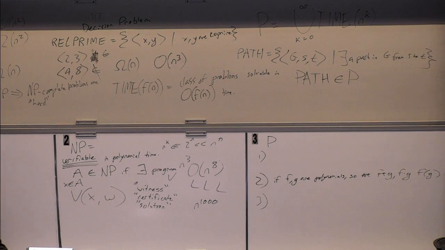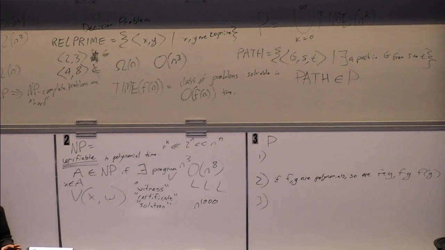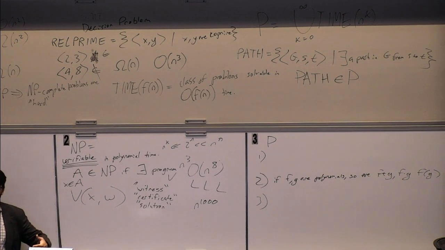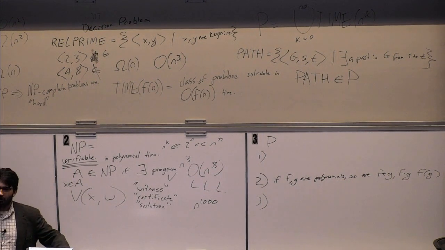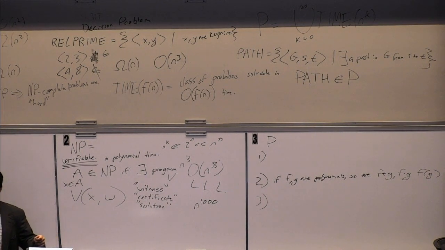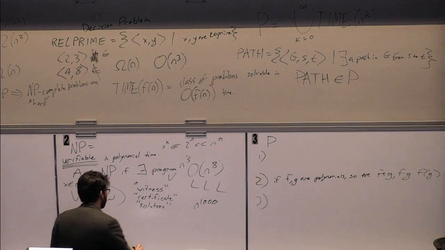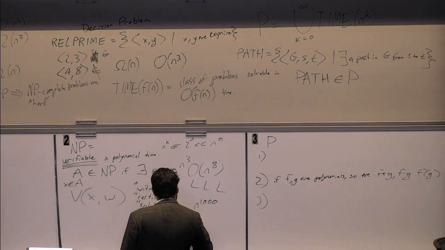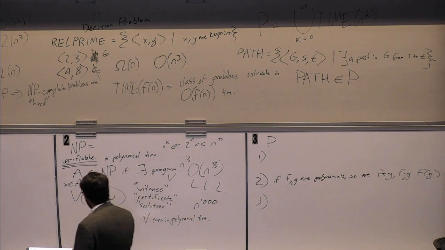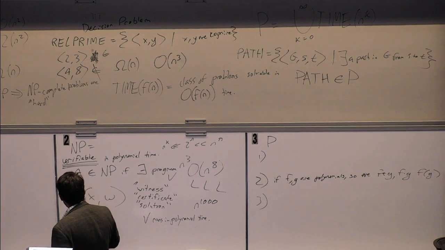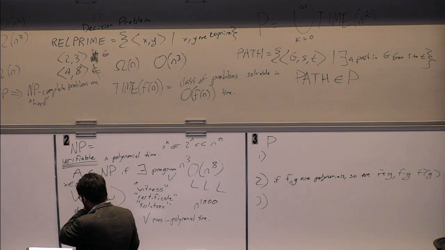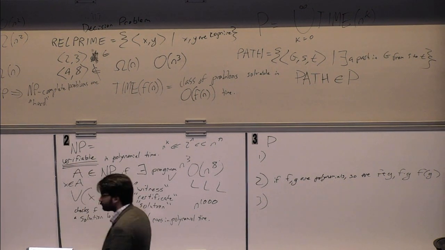And if you can find a solution to the problem, we don't care about how you can find a solution to the problem. We don't care about that at all. We're simply assuming that there is this immortal godlike power who has given you a solution. And you simply can check if it's correct or not in polynomial time. So we want to ensure that V runs in polynomial time. And V checks if W is a solution to X.